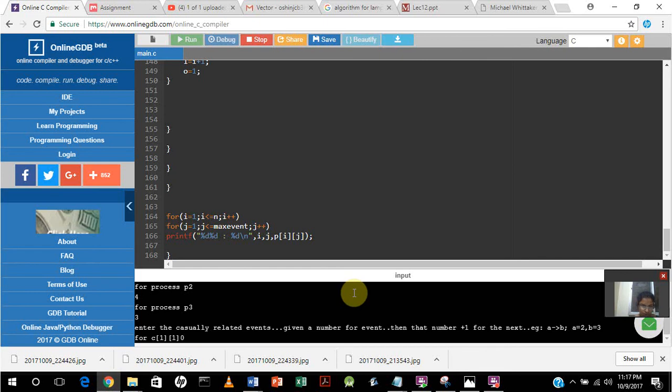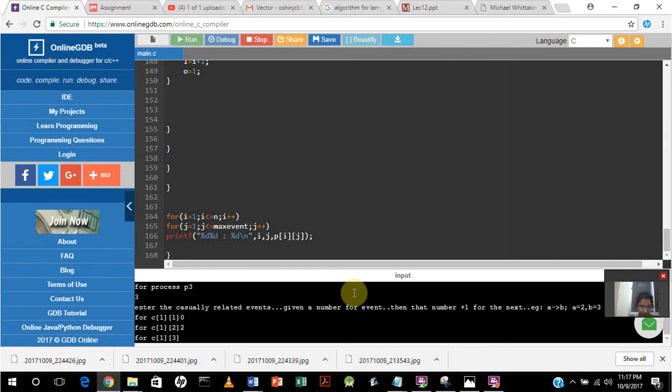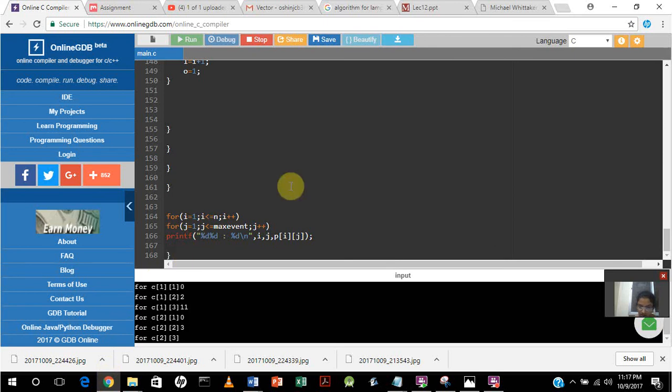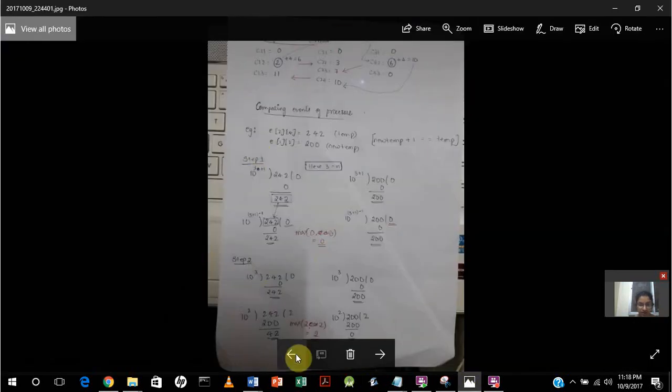0, 2, 11, and then we have 0, 3, 7, 10, 0, 6, 0. This gives the following answer, which we will compare.